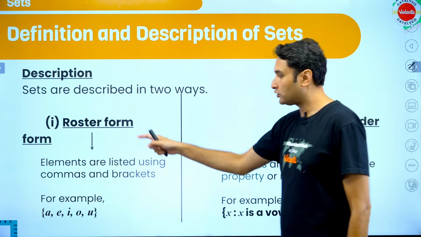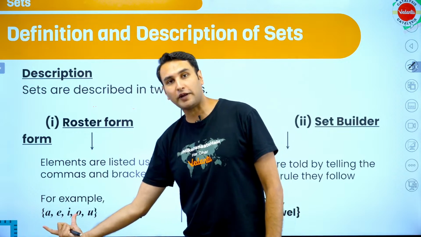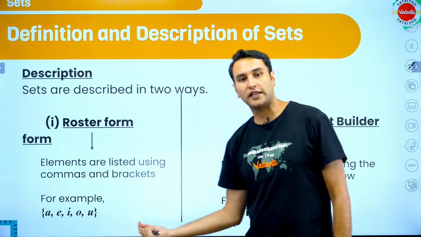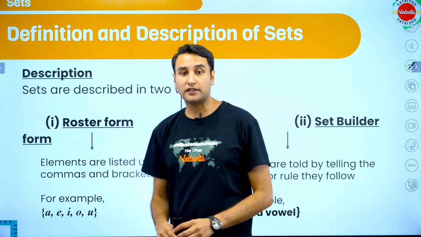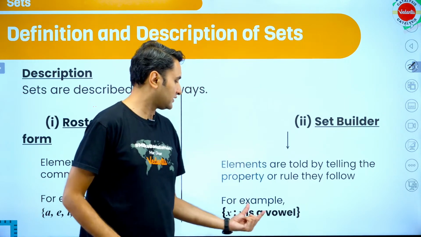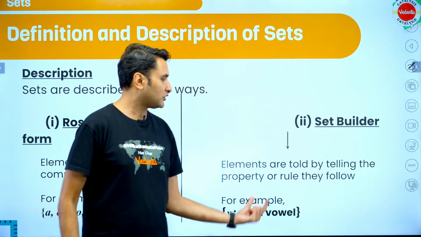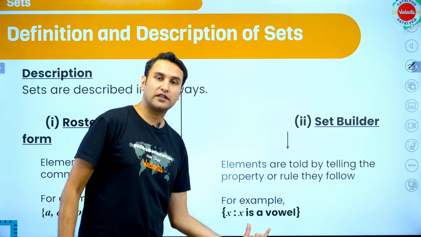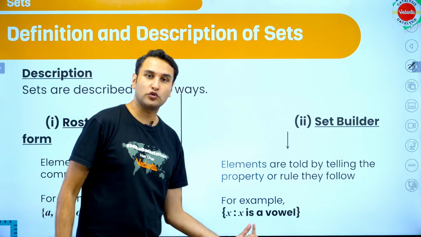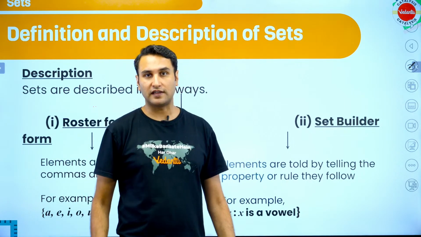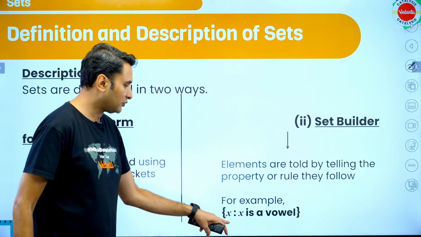One is the roster form, that is curly brackets writing all the elements inside. And another is the set builder form, which is this. Set builder form is what? When rather than writing the elements, you write the rule of the set. For example, in this case, read it with me.